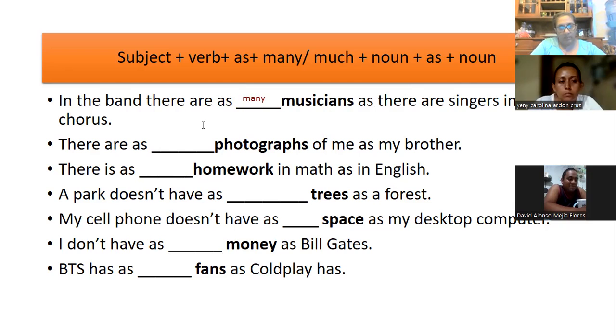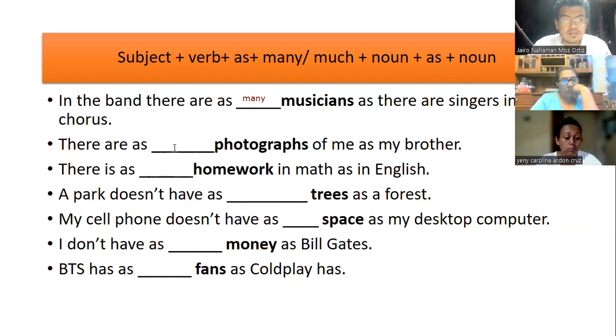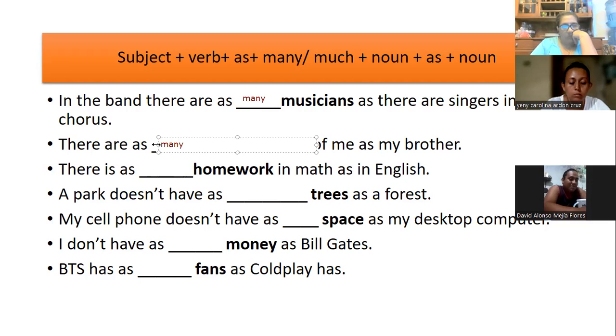What does it mean? What does the first sentence mean? We have the same quantity of musicians and the same quantity of singers. Exactly. Singers. Okay. There are as many photographs. Many or much? Many. There are as many photographs of me as my brother.